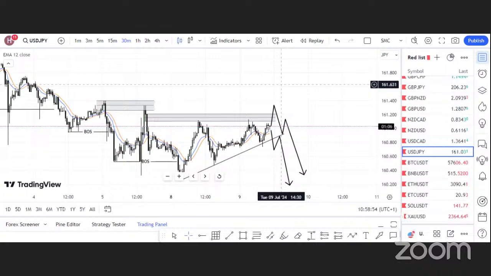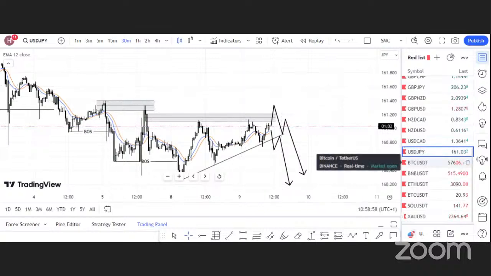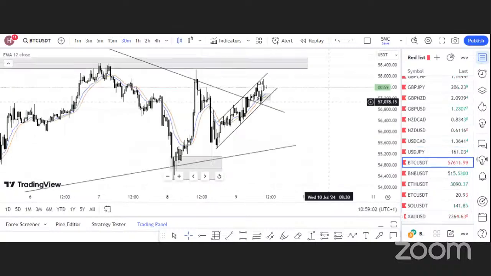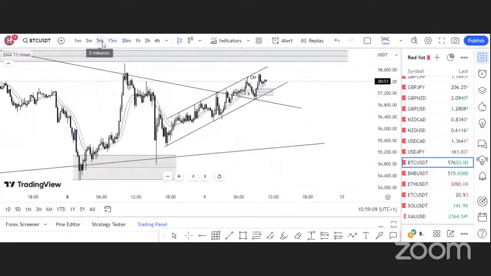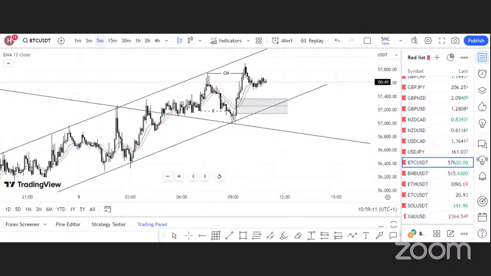All right, so let's check on our previous analysis and see if we can open a position before we end our session for today. Okay, so let's go to the 5 minutes time frame. All right, so no opportunity yet.